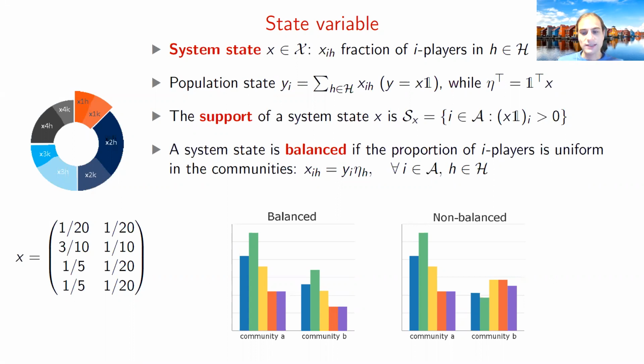For instance, here we can see two plots of system states. We see an example of a balanced system state where clearly the fraction of players in the first community and the second community are different because the second community is smaller than the first, but the distribution of players among the different actions is proportional. While in the second scenario here, we show an example of a non-balanced system state.